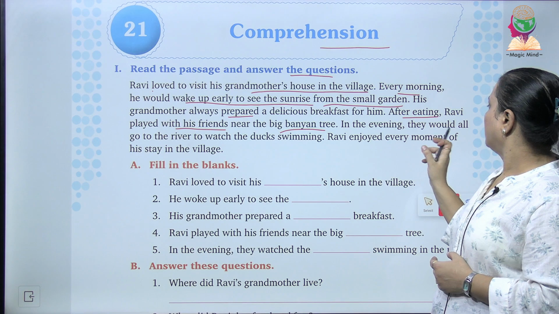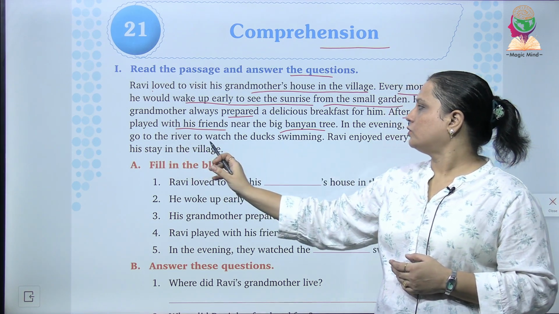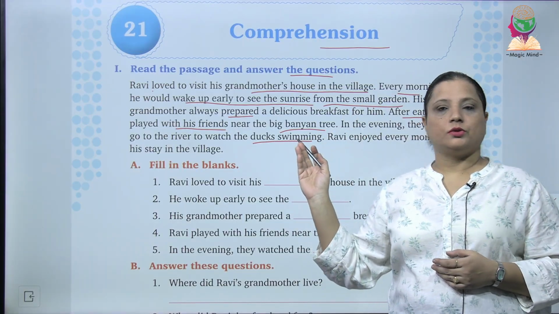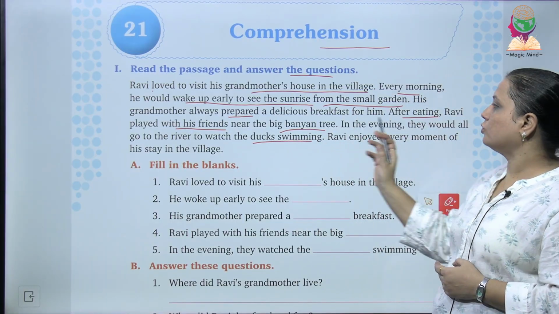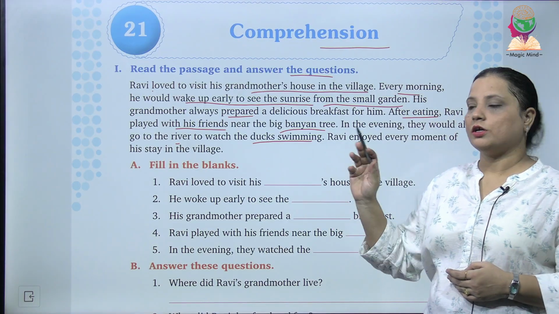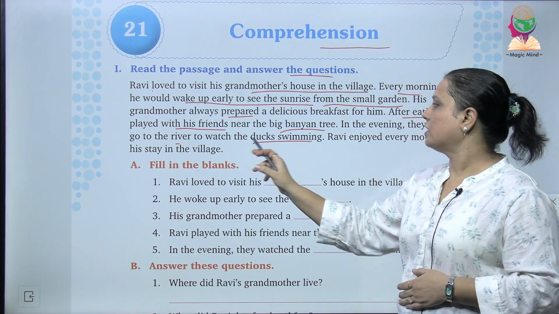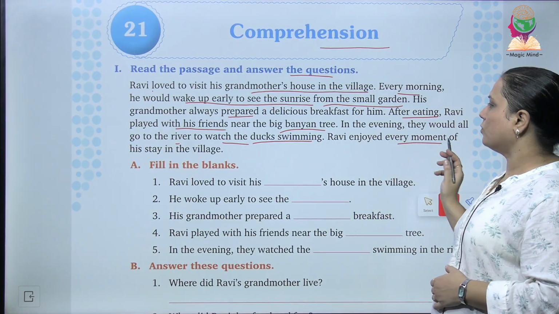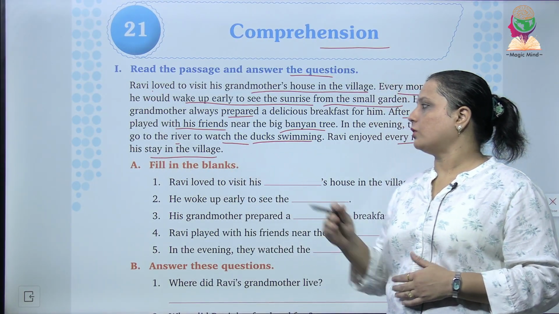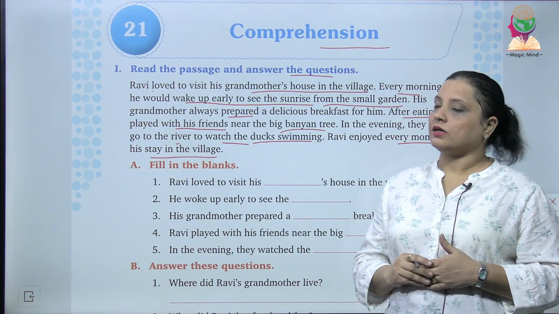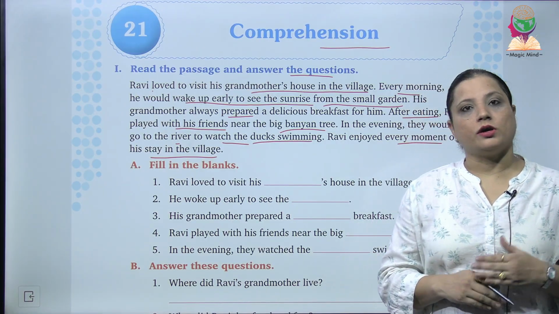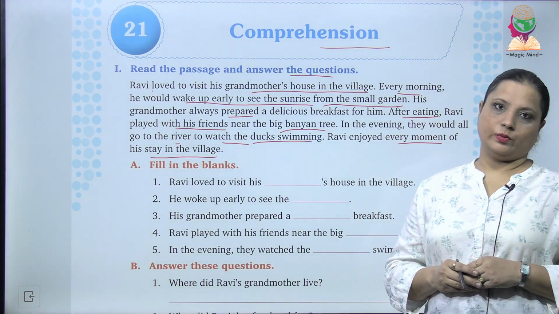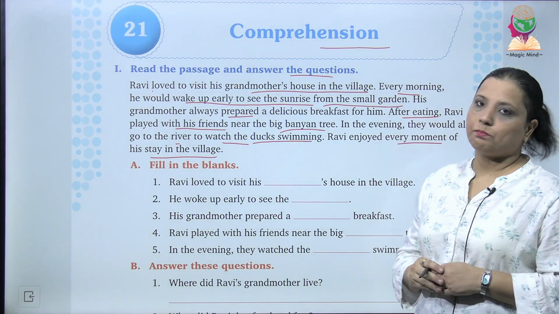In the evening, they would all go to the river to watch the ducks swimming. So then later on, what did Ravi do? Ravi used to go to the river. For what? He used to go to watch the ducks swimming. Then Ravi enjoyed every moment of his stay in the village. The last line states that Ravi used to enjoy his every moment when he used to stay in the village. So this is the passage.